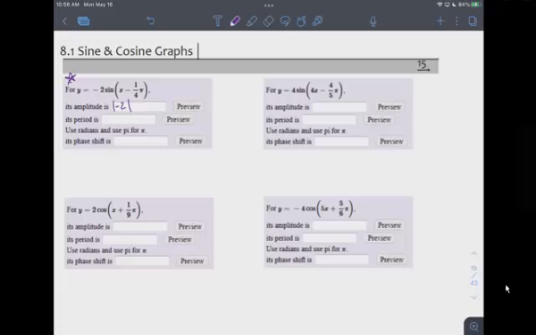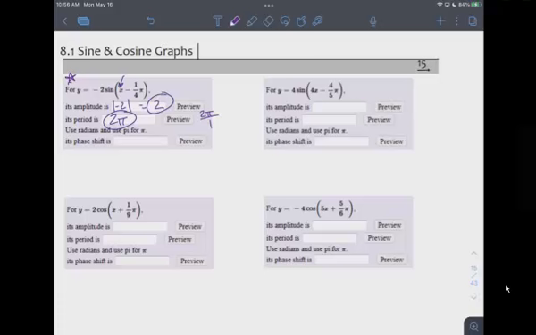the absolute value of -2, right? The number out front, so that gives you 2. The period can be found by taking 2 pi divided by the multiplier in front of x, which is 1. So 2 pi is our period. And then the phase shift.